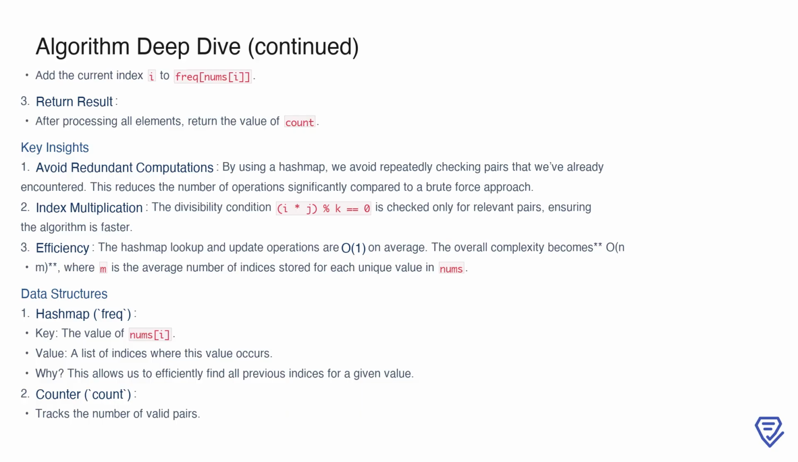This approach is not only more efficient but also avoids redundant computations by focusing only on relevant pairs. The use of a hash map ensures that we only check indices associated with values that match nums[i].